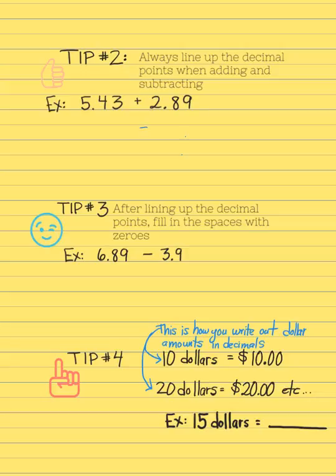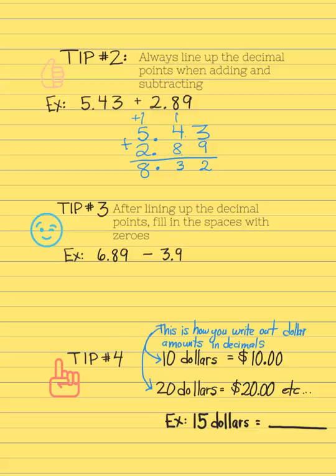So that would be 5.43, and you can space it out just to make it easier. Now you want to make sure these line up, and when you're adding, I always like to put the decimal point right away. That is how you do that. Make sure you line up your decimal points when you're adding and subtracting.